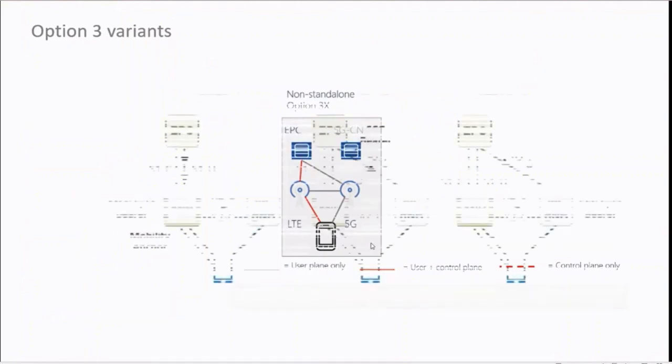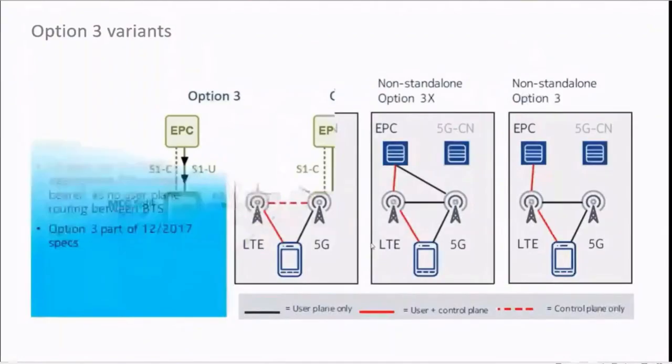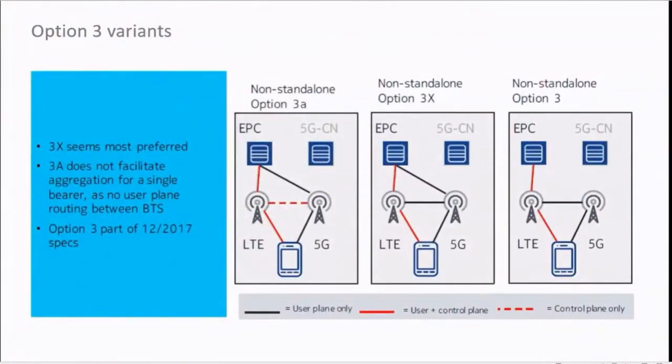So these are the few options we have, right? So we have 3 options, option 3, option 3A and option 3x. How G node B and E node B are connected will decide which option it is, whether it is option 3, option 3A, or option 3x. Okay. This is what I mentioned earlier, that 3x is the most preferred option, right? Because in this, user plane is connected with the EPC and the user plane is connected with the LTE. Okay. So this is the most important option.